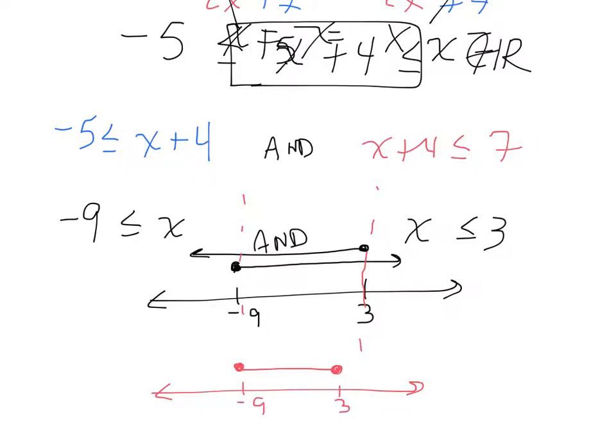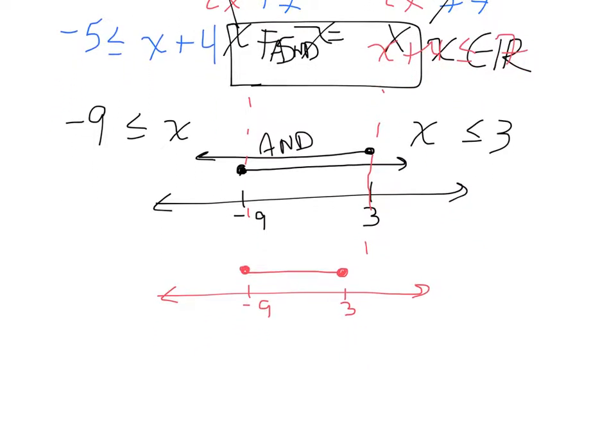How would I write that in solution set form now? What's the last step? How do I write that from the number line? Negative 9 is less than or equal to x is less than or equal to 3. Okay.